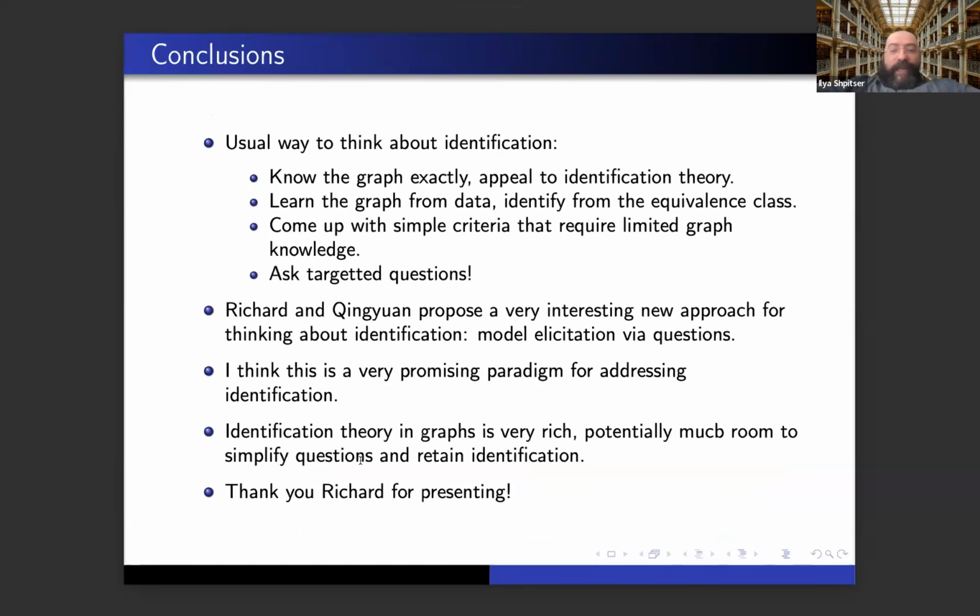So to conclude, the usual way we think about identification is we know the graph exactly, and we ask our friend the ID algorithm or various extensions what to do. We could try to learn the graph from data and then try to identify within the equivalence class. We can also come up with simple criteria that require some limited knowledge, like what Tyler and I did in my paper back in the day. Or we can ask targeted questions, which is a very interesting new way of thinking about it, which is what this work proposes. It's model elicitation versus question, and I think it's quite promising potentially. And I think the way to maybe extend this is to think about simpler questions and more complicated identification strategies, basically. And finally, thank you, Richard, for presenting.